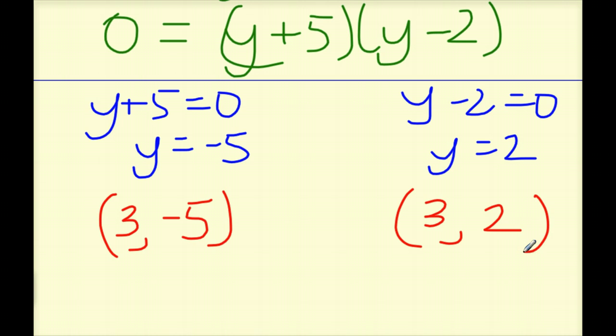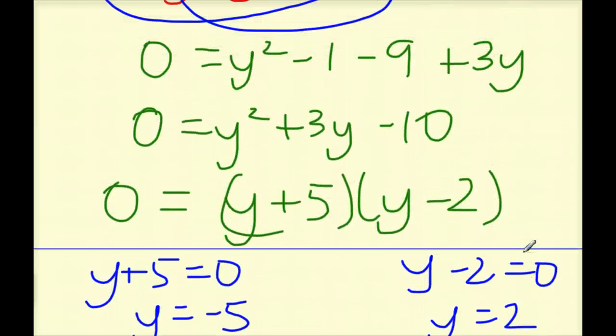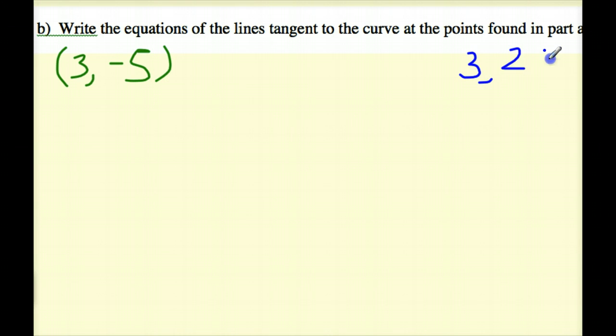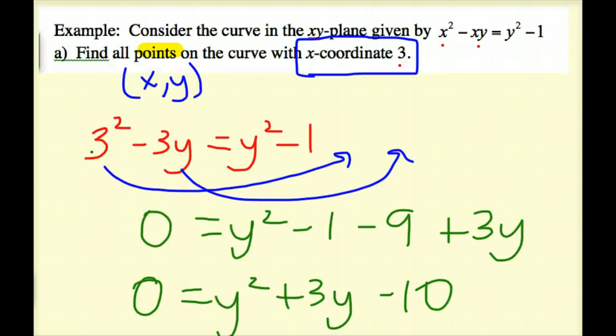Alright, so let's take a look and see how we can solve the rest of this problem. It says, write the equations of lines tangent to the curve at the points found in part A. So let's color code our points. My first point was 3, comma, negative 5. And my other point was 3, comma, positive 2. Let me go back to make sure I have my signs right.